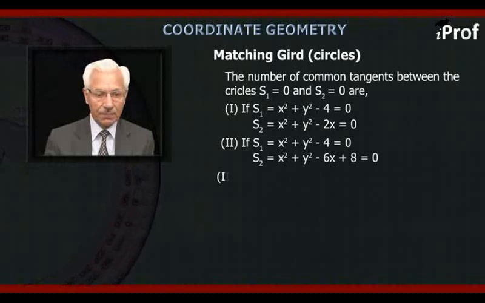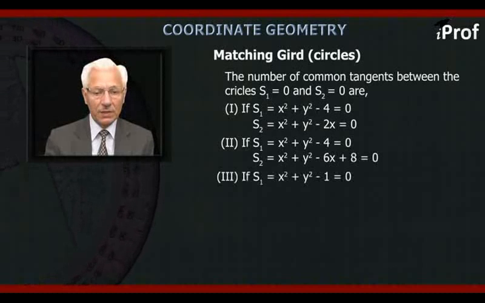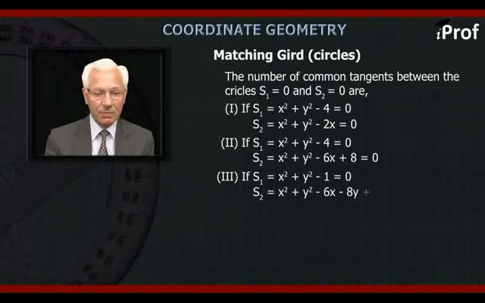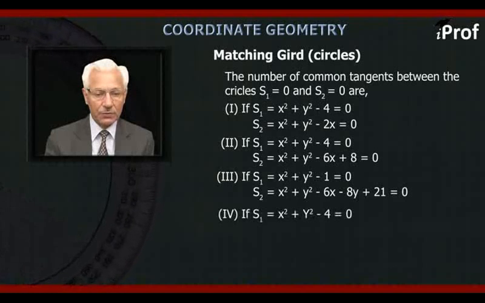Question 3rd. If S1 is represented by x squared plus y squared minus 1 equal to 0 and S2 is represented by x squared minus 6x minus 8y plus 21 equal to 0. And question number 4, if S1 is represented by x squared plus y squared minus 4 equal to 0 and S2 is represented by x squared plus y squared minus 4x plus 3 equal to 0.